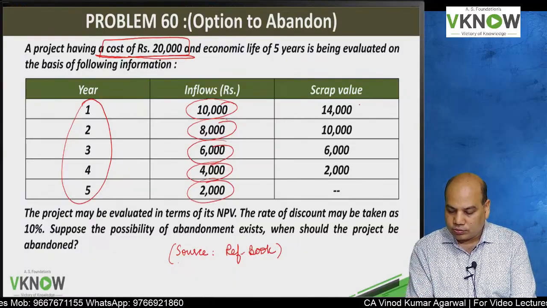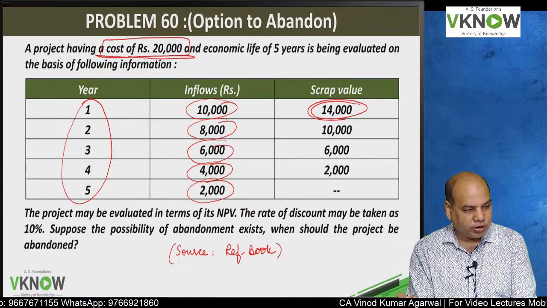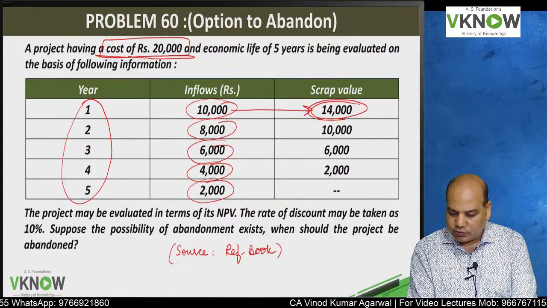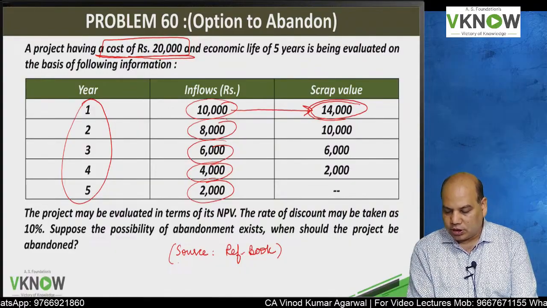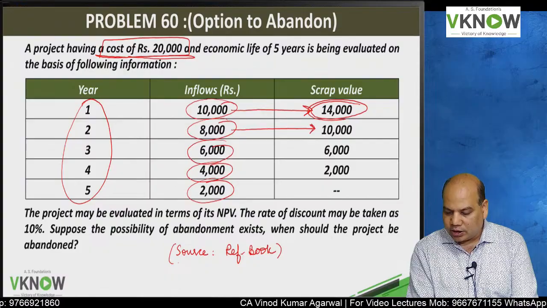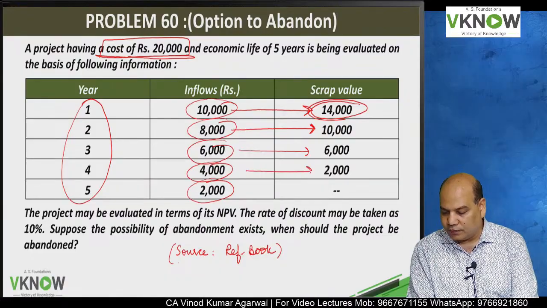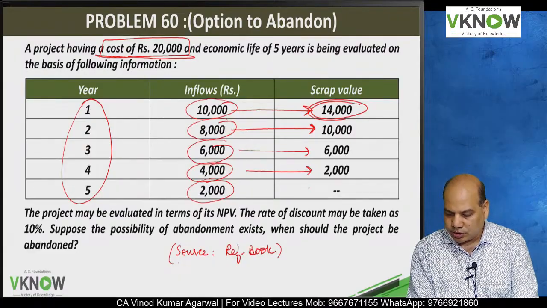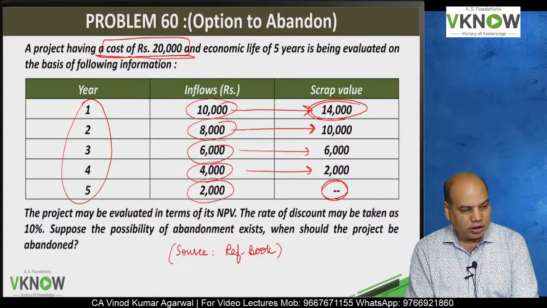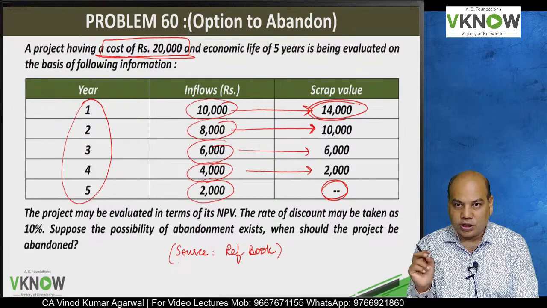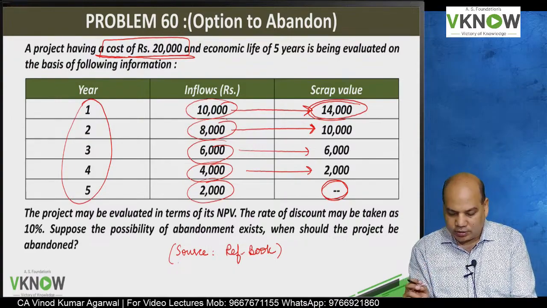But you can also abandon the project. If you abandon the project at the end of year 1, you will get 14,000. If you abandon at the end of year 2, you will get 10,000. If you abandon at the end of third year, you will get 6,000. If you abandon at the end of fourth year, you will get 2,000. And in the fifth year, in any case you have to abandon and you will not get any amount. Very good question for understanding the option to abandon.